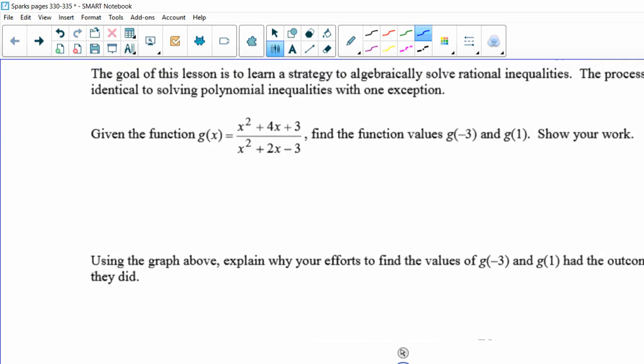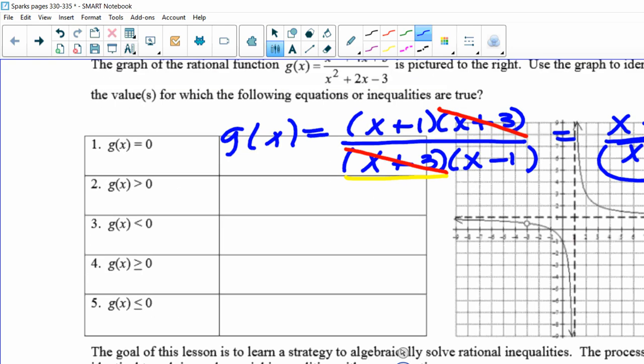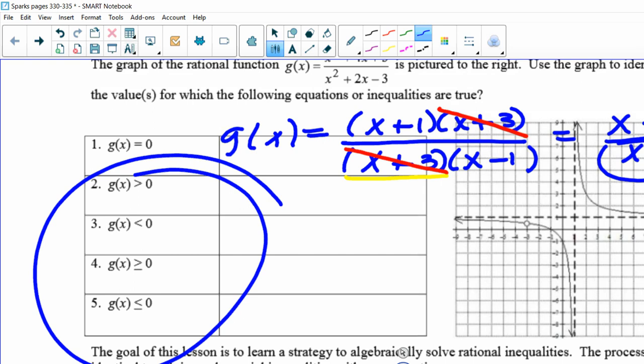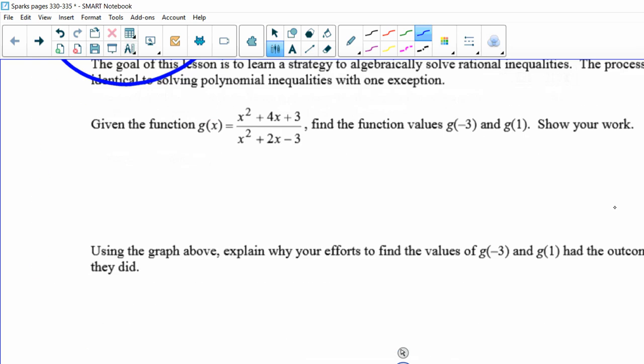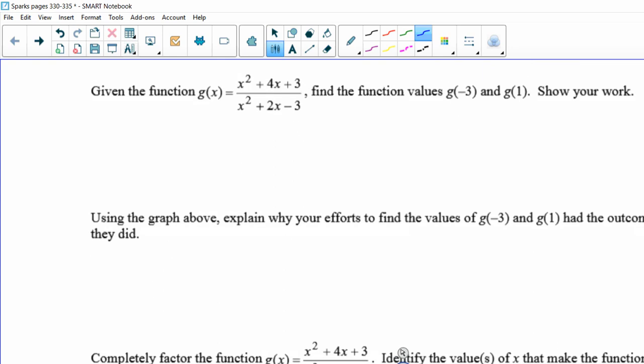The goal of this lesson is to learn how to solve these using algebra instead of having to look at a graph. We did this with polynomials, just not with a rational function, not with a denominator. The process, though, is exactly the same.